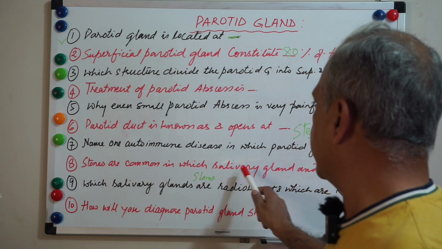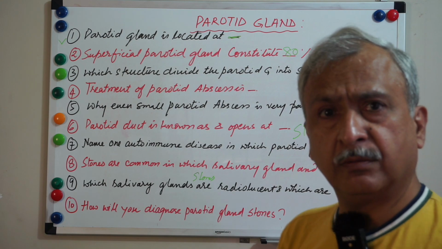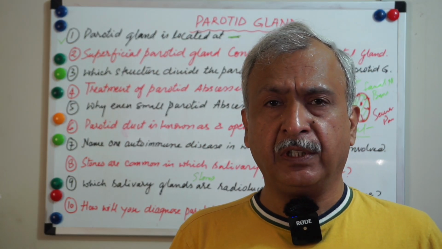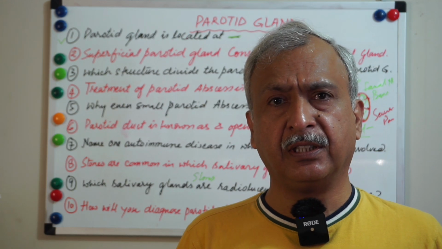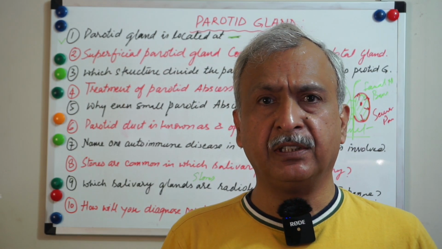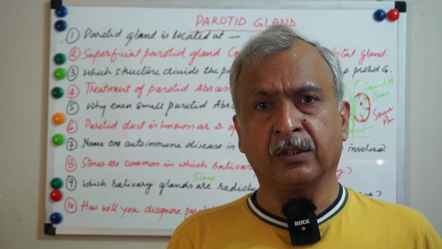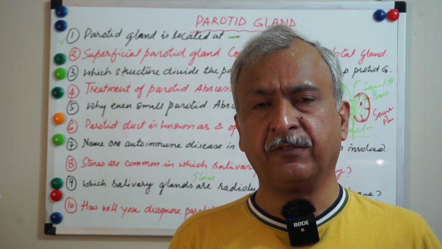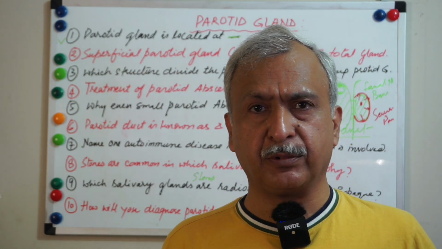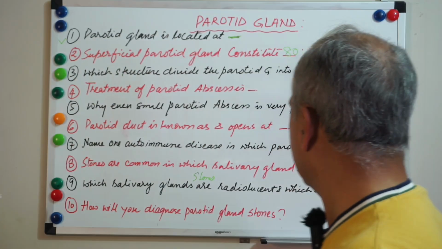Stones are common in which salivary gland and why? As you know, all these secretions contain many chemicals. Whenever there is stagnation, there is precipitation of the secretions, and when these secretions are precipitated, the solutes which are present form first a thick solution, then further absorption of the fluid from that leads on to the formation of the stone.